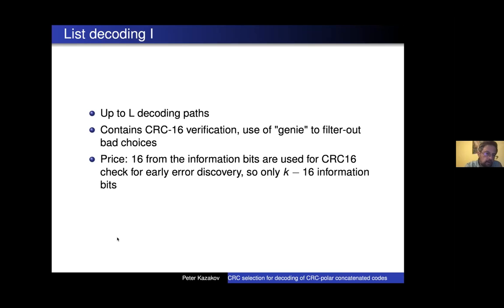And of course, it has a price. We add 16 more bits to the polar code. So it is the price with any CRC code. We need to find the right balance. If the CRC code is too small, perhaps the probability of undetected error will be higher. If the CRC is too big, perhaps we can get unnecessary errors in the CRC code, and there should be some balance on the size of the CRC code, the minimum distance that it has, and the number of information bits.